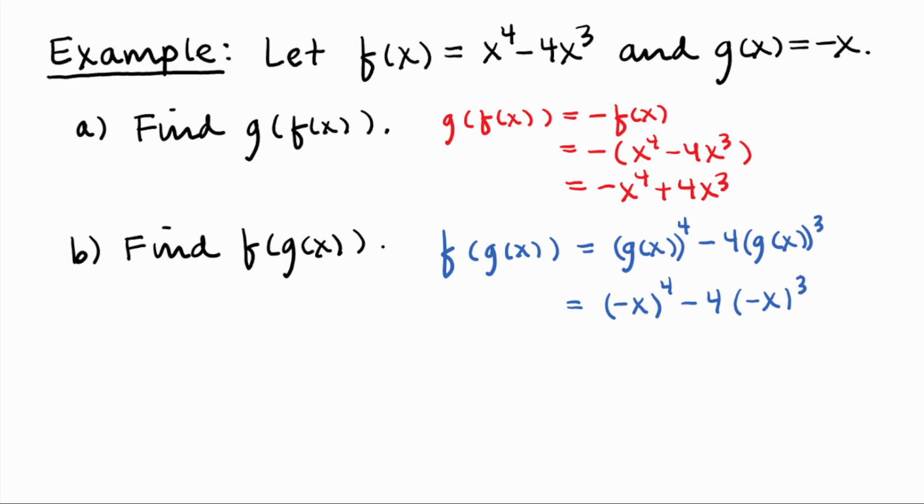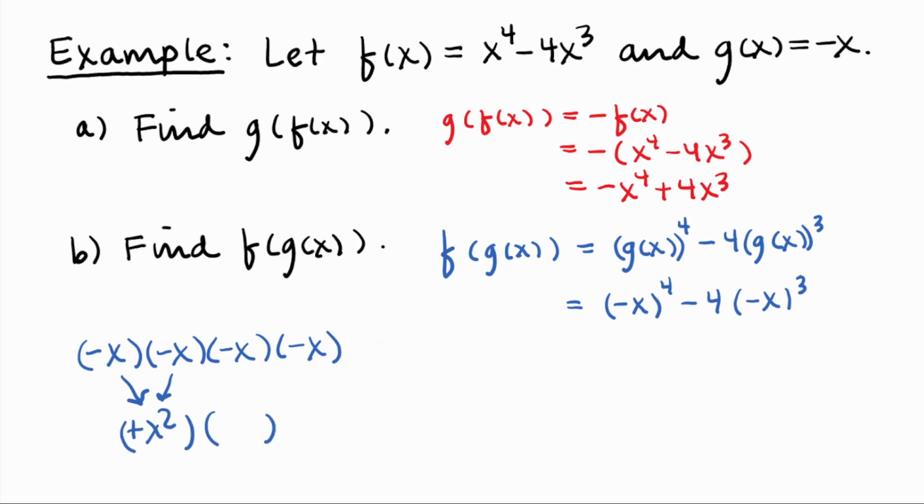Now if I take negative x to the 4th power, I have 4 negative 1's and 4 x's. So I'm going to have an x to the 4th, but positive, because a negative times a negative is a positive. So these two together would make a positive x squared, and the other two together would make another positive x squared. I end up with positive x to the 4.